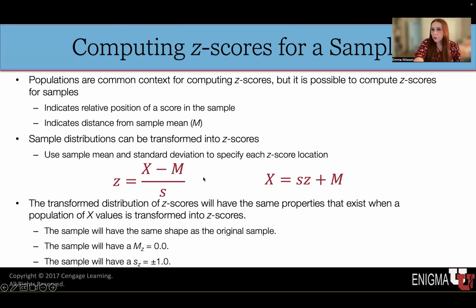The formula that you're going to use is pretty similar to the formula that you would use transforming a population into a z-score. The only difference is that you're using sample statistics instead of population parameters. So instead of the population mean, you're going to use the sample mean, and instead of the population standard deviation, you're going to use the sample standard deviation. The rules are all the same though. The sample z-scores will have the same shape as the original sample. The sample z-scores will have a mean of 0, and the sample z-scores will have a standard deviation of 1.